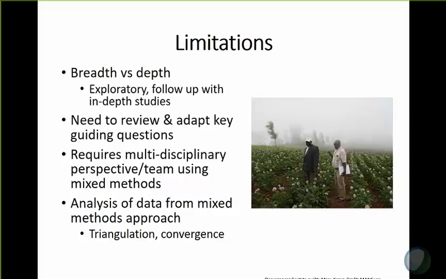I think it's best when a multidisciplinary perspective or team can be used to apply the tool, because it really is open to using mixed methods, as Israel pointed out. You can use key informants, focus group discussions, you can use quantitative household surveys, transects. There's a lot of different methods that can be used within the framework.